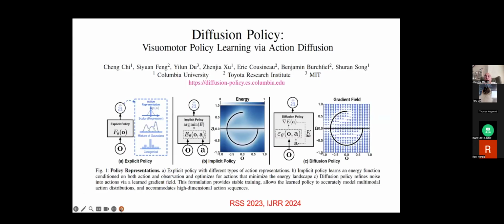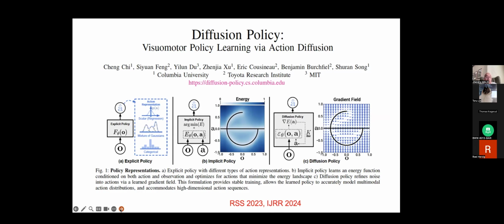Okay, so I'll talk about this paper, diffusion policy. This is from Shuran Song's group. She was originally at Columbia and then she has moved to Stanford. There are a couple of papers. The first one is RSS 2023, and the second one is at IJRR 2024. This later paper is in collaboration with people at Toyota Research Institute, and they took this approach and applied it to a lot more tasks. But the core ideas are there in the first paper.